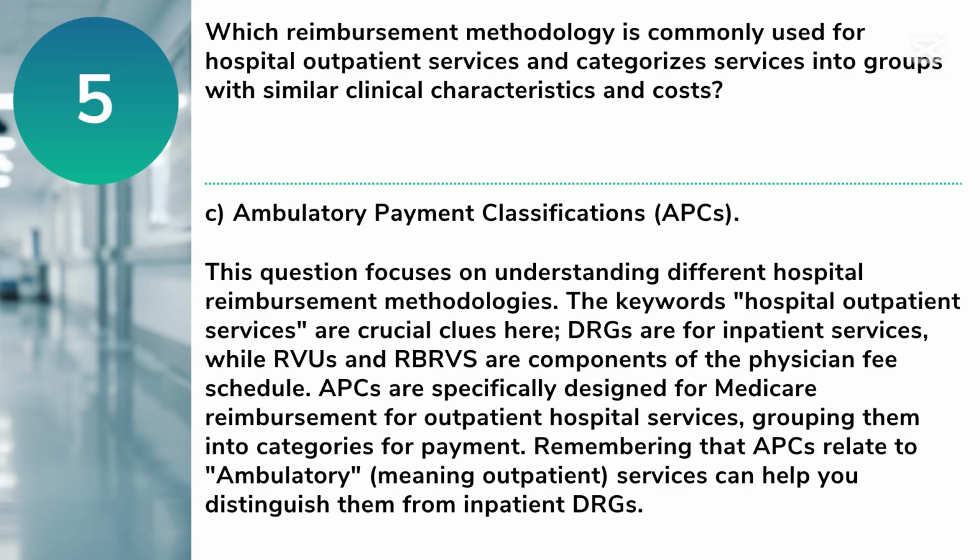This question focuses on understanding different hospital reimbursement methodologies. The keywords hospital outpatient services are crucial clues here. DRGs are for inpatient services, while RVUs and RBRVS are components of the physician fee schedule. APCs are specifically designed for Medicare reimbursement for outpatient hospital services, grouping them into categories for payment. Remembering that APCs relate to ambulatory, meaning outpatient, services can help you distinguish them from inpatient DRGs.